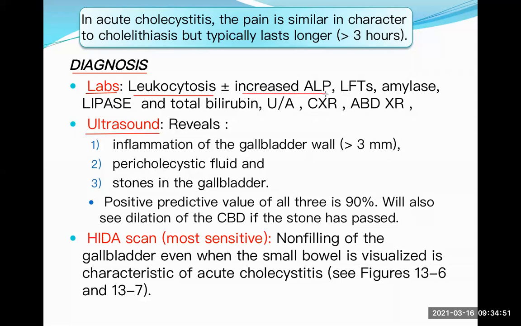Now, let me ask this question to you. Why is alkaline phosphatase high in this case? Anyone? Anybody?